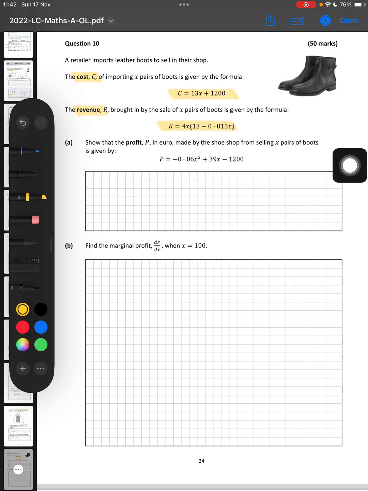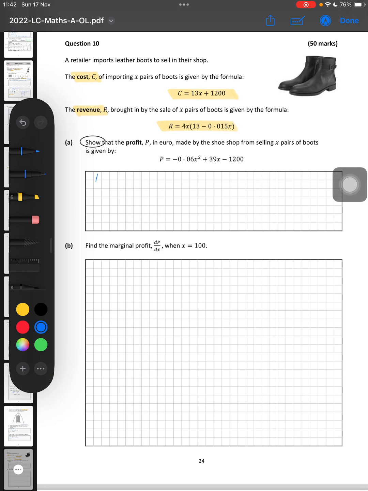They say that word show. We've seen this word show in this paper a good few times. Remember what they mean when they say show. They want us to actually work out the profit, and they've just given us the answer. So we need to work out the profit as if they haven't given us the answer.